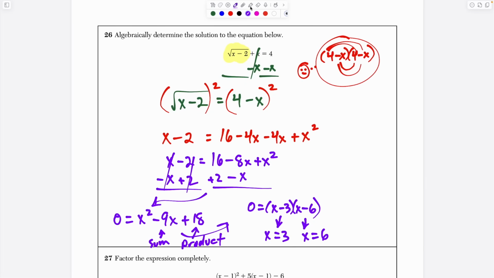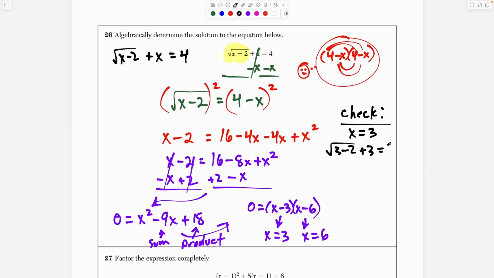However, we have to think back to the original equation. The original equation was, let me just write it like this, square root of x minus 2 plus x equals 4. So for this one, what we want to do is just plug in and check to make sure they work. So we're going to check over here, and I'll plug in x equals 3 first. So if we plug in x equals 3, we get square root of 3 minus 2 plus 3 equals 4. And this one checks out. The square root of 1 is 1, and 1 plus 3 equals 4. Checks out. So we have definitely one solution so far.